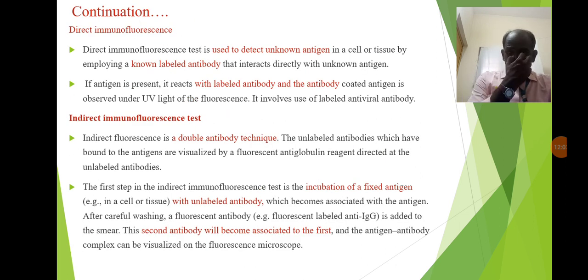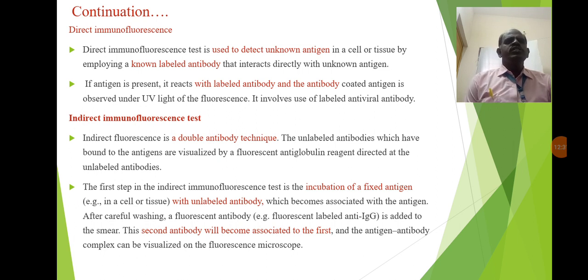In case of direct immunofluorescence, it is used to detect unknown antigen in a cell or tissue by employing a known labeled antibody that interacts directly with the unknown antigen. If antigen is present, it reacts with the labeled antibody, and the antibody-coated antigen is observed under UV light of the fluorescence microscope. It also involves use of labeled antiviral antibody.